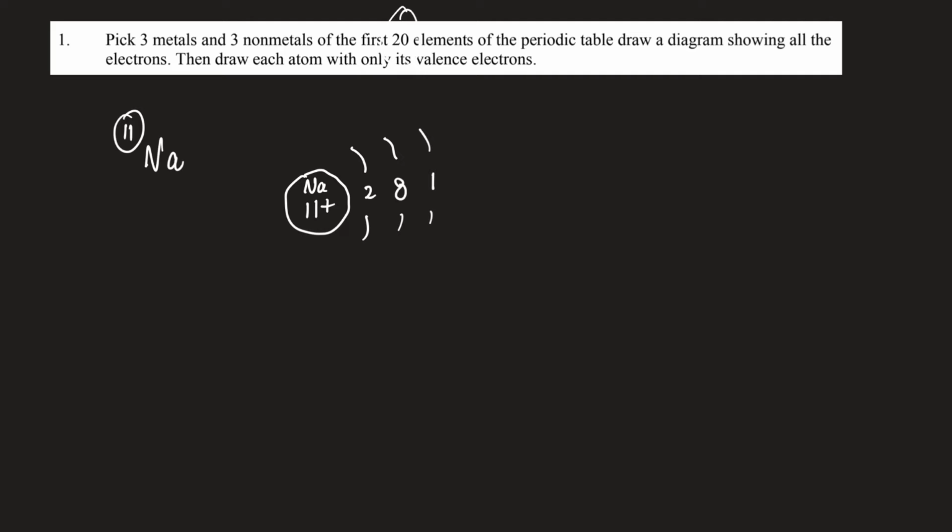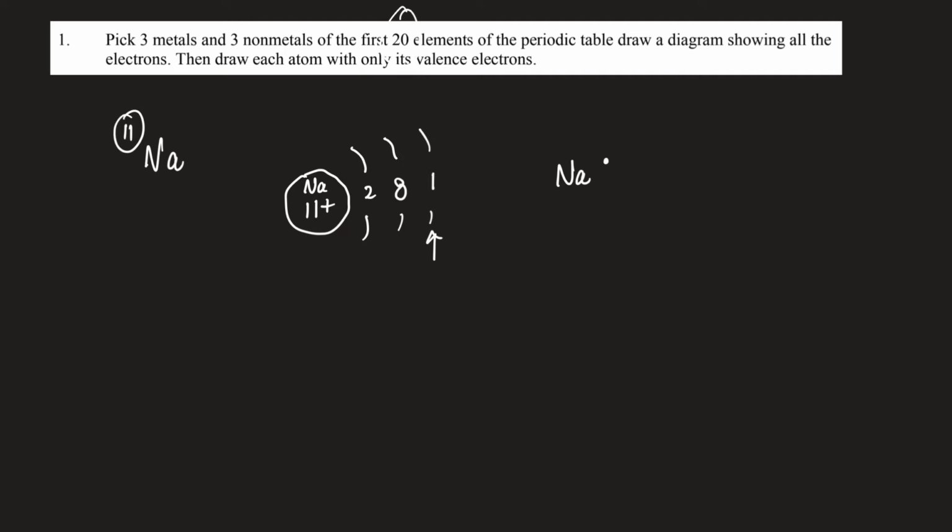And then it says draw each atom with only its valence electrons. So for valence electrons, I'd write sodium, and it only has 1 valence electron, so I'd put a dot there to represent its electron. Okay, that's one metal.